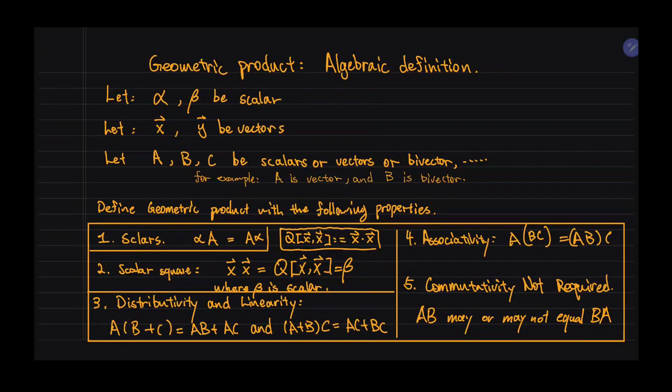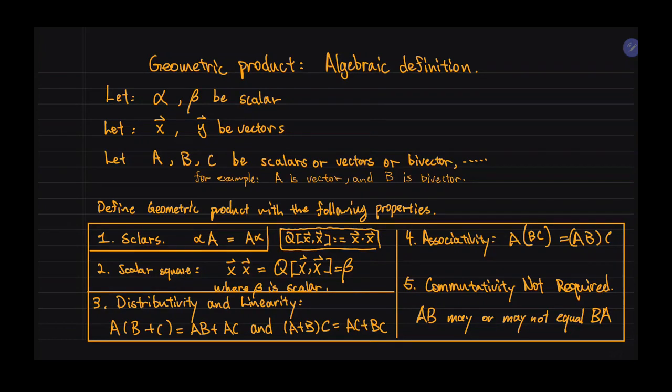Number 3, distributivity and linearity. That's the thing we want to have, and I don't think I need to explain a lot here, so you can just see the formula. And 4, associativity. This tells us that whichever order we do the geometric product in, it will be the same: we perform BC first, then from A to BC, or we perform AB first, then from AB to C.